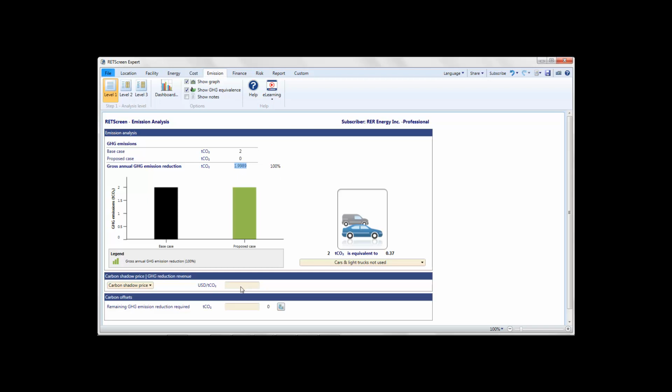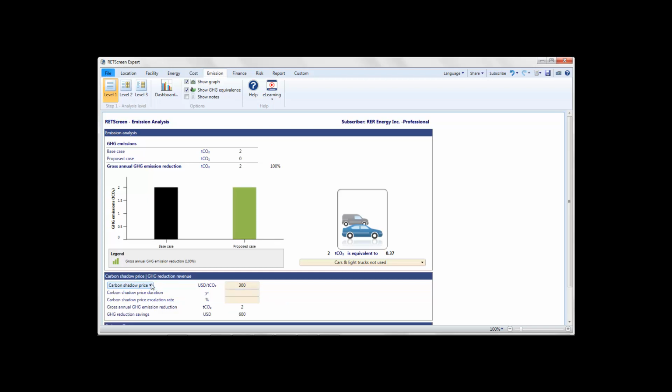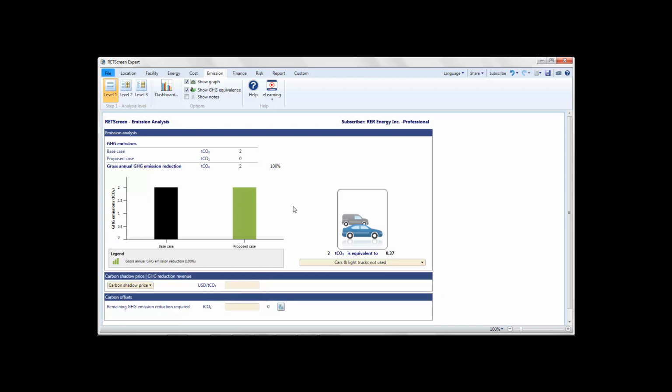If you had some way of putting a monetary value on that, or if for some reason that had some monetary value for you, you could put a number in here, either as a shadow price or as a GHG reduction credit rate, and then you could say over what period and how that escalates over time. However, it's very unlikely for a small system such as this that is only achieving a 2 ton per year reduction in emissions that you would be able to monetize that.